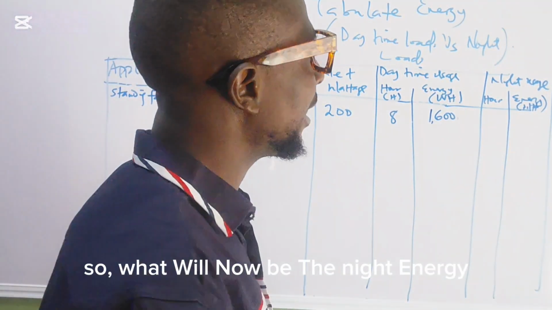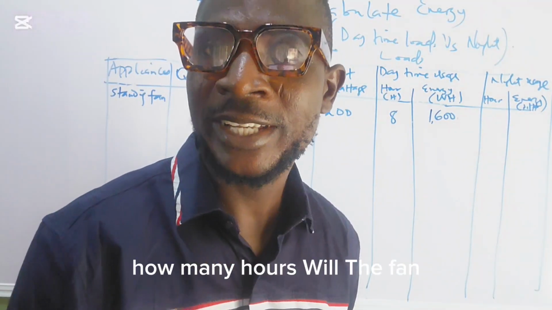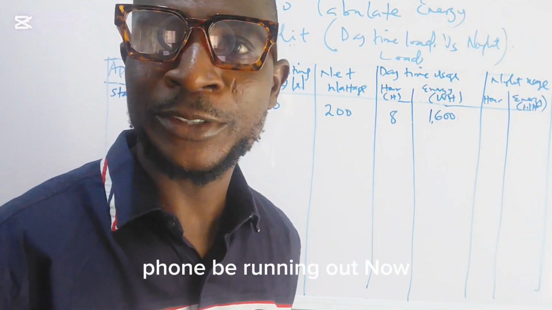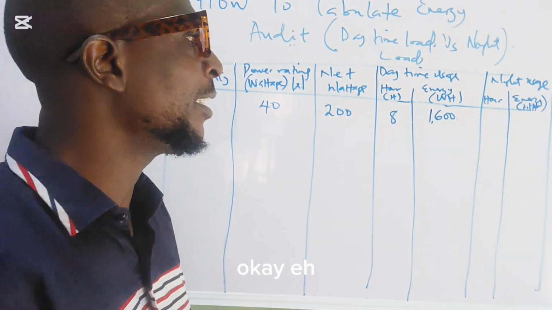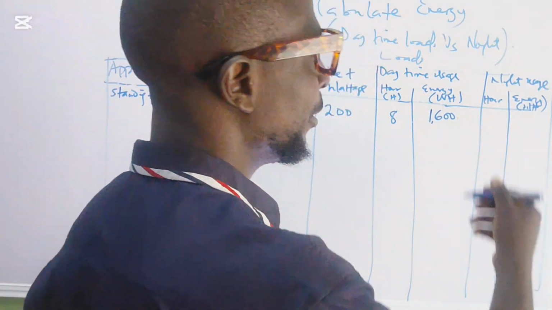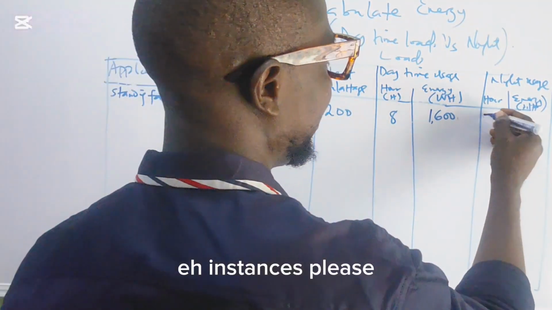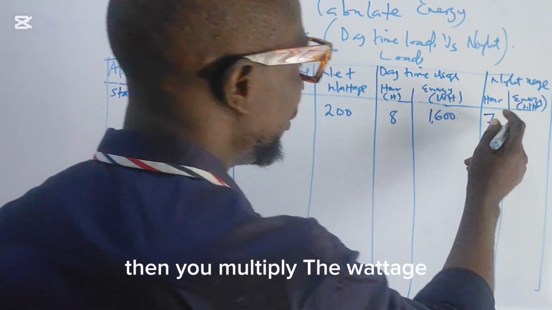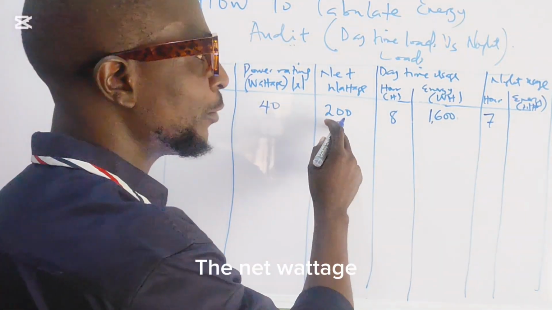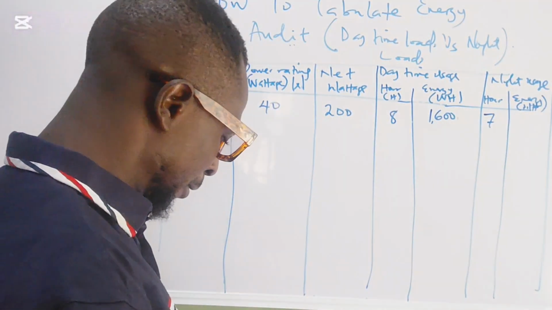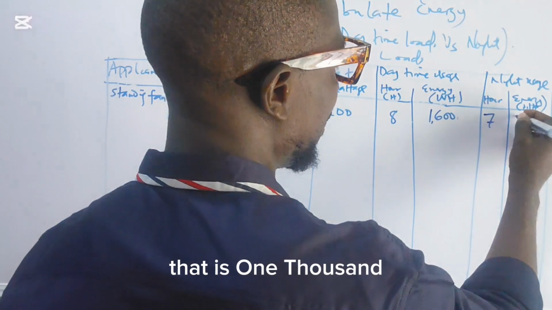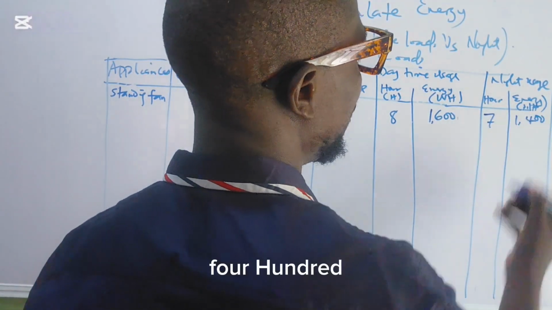So what will now be the night energy? Then you ask the client, how many hours will the fan be running at night? Maybe the client tells you, okay, 7 hours. So we are just giving instances, please. Then you multiply the net wattage by 7. 200 times 7, that is 1,400.